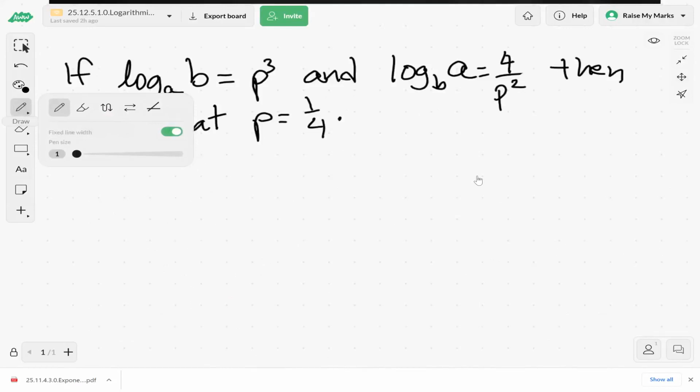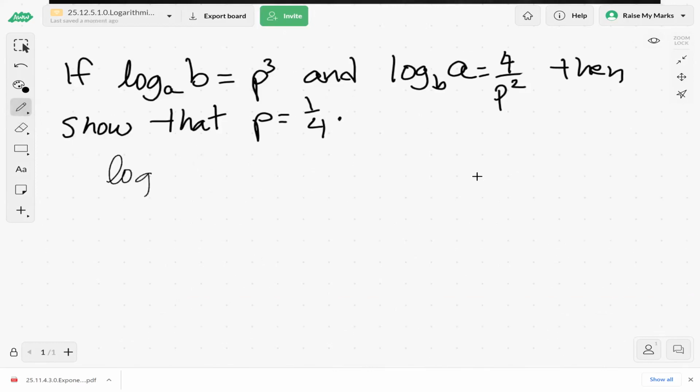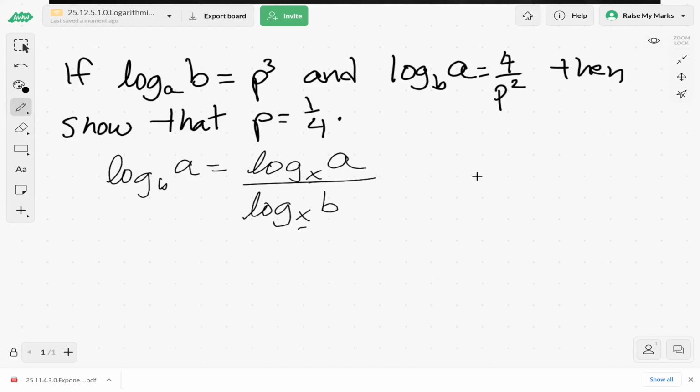Okay, that's interesting. So let's look at our change of base formula for the logarithm. If we have log base b of a, this can be written as log base x of a over log base x of b, so we can choose any base we like. We just have to choose the same base. So that's one way of using the change of base formula.